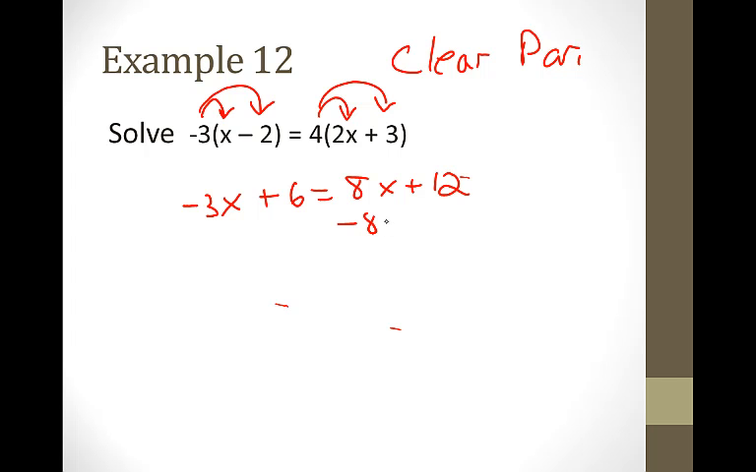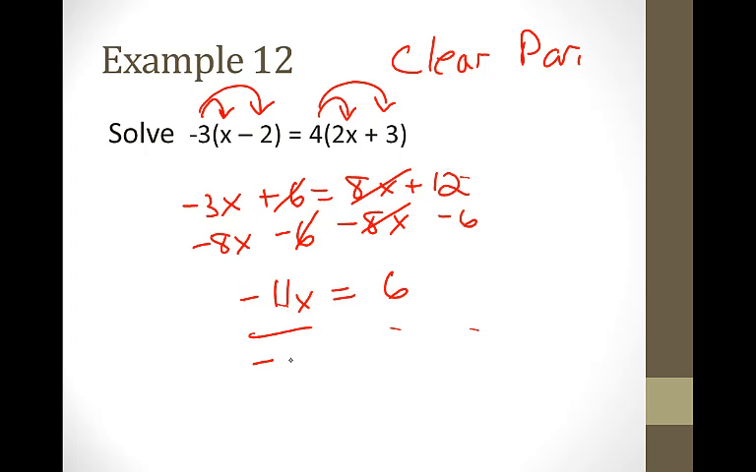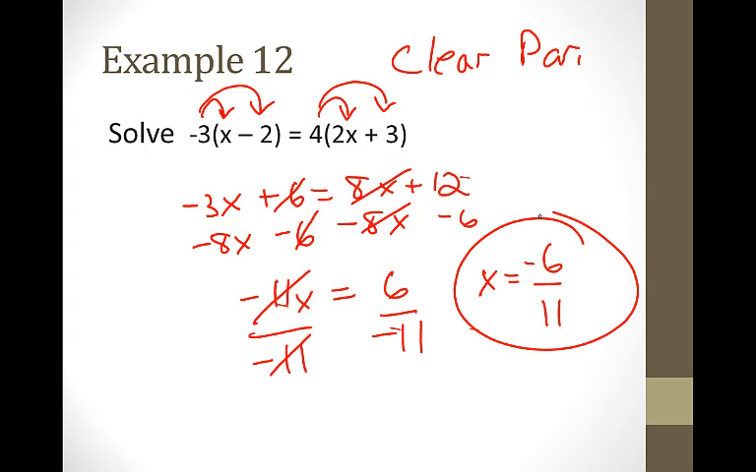I'm going to subtract 8x from both sides. At the same time, I'll subtract 6. 6 is canceled. So negative 3x minus 8x is a negative 11x equals 12 minus 6 is 6. Last step, we'll divide by negative 11. I know I'm going a little fast, but I was assuming, hopefully correctly, that you would have paused and tried and done this on your own. So x equals negative 6/11.